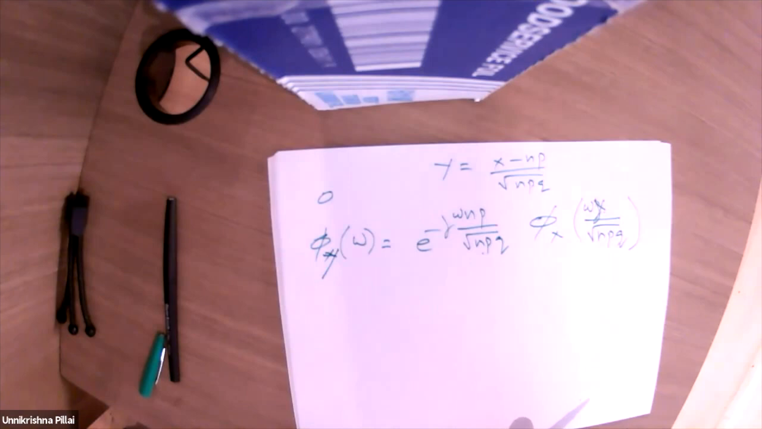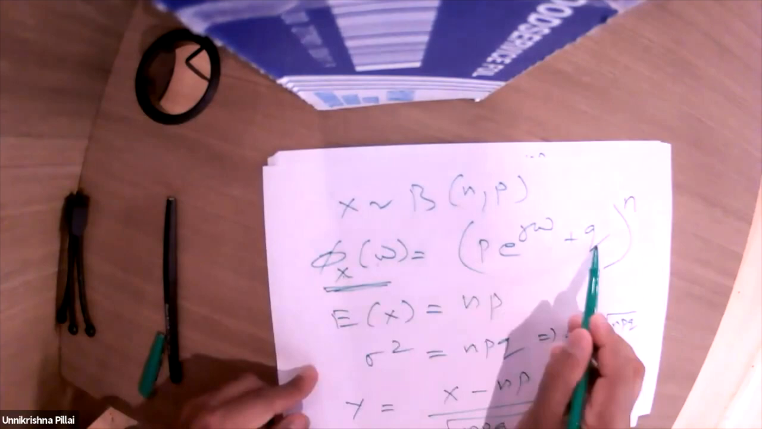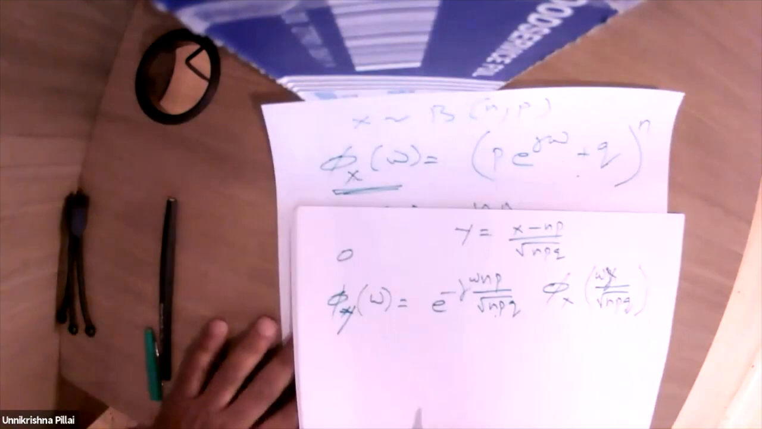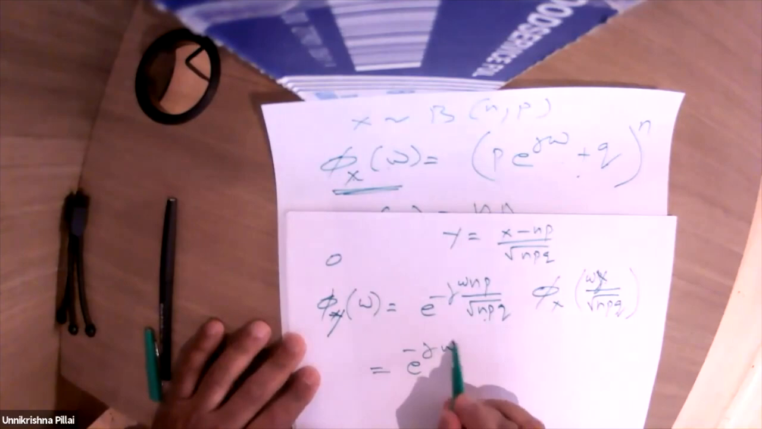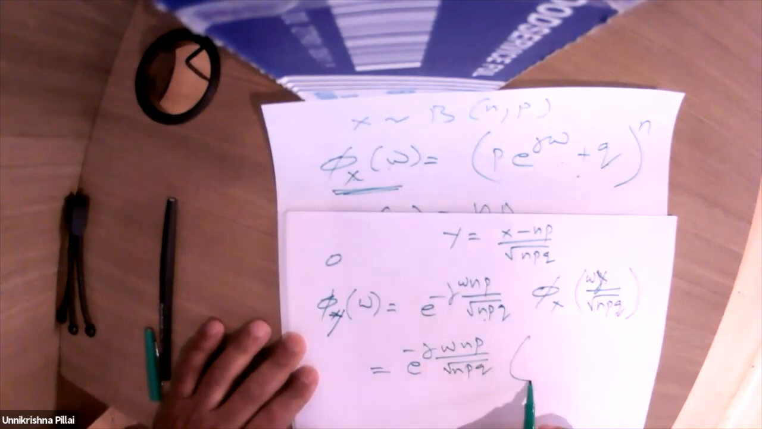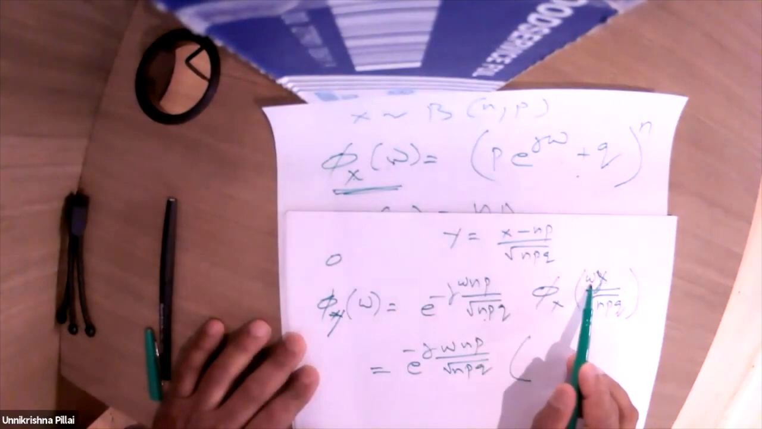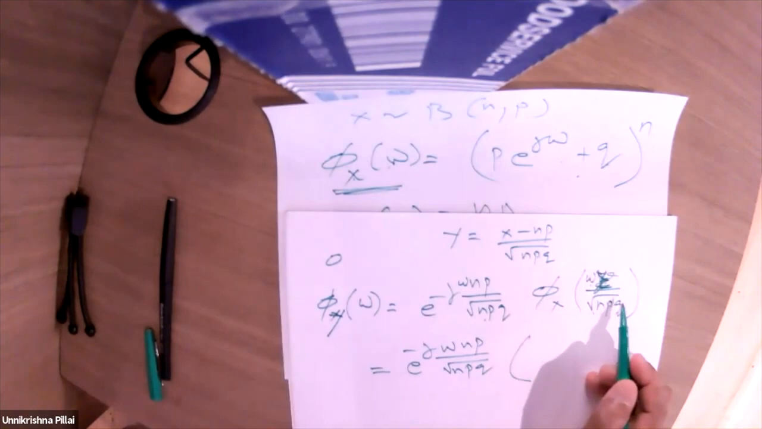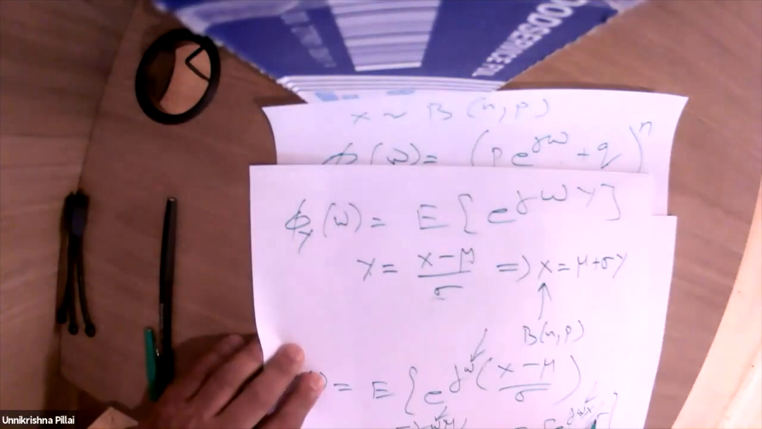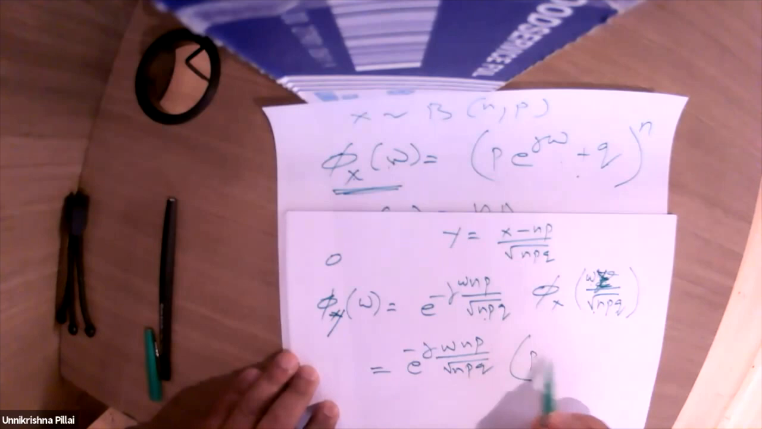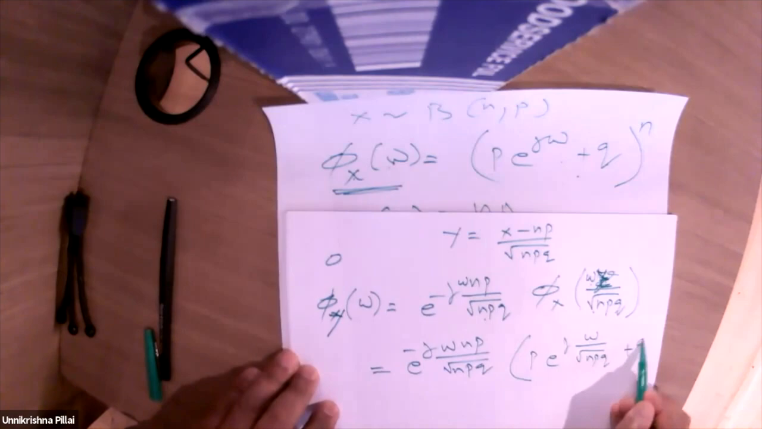And remember, I have this expression. So we have the characteristic function of X evaluated at omega. So I'm going to substitute this here. So this is going to be e raised to minus j omega np over square root of npq times the characteristic function evaluated at omega over sigma. So this is going to be p e raised to j omega over square root of npq plus q, to the power n. So I hope that much is correct.